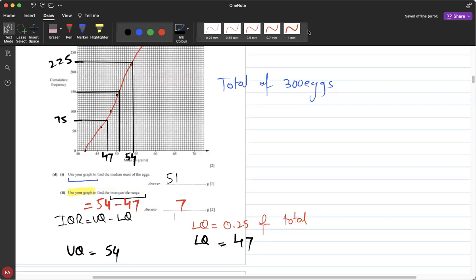So I hope this one question is clear, where we discussed mean. In a similar way, we also discussed the fact about cumulative frequency and how we can use that graph to figure out the interquartile and the median.